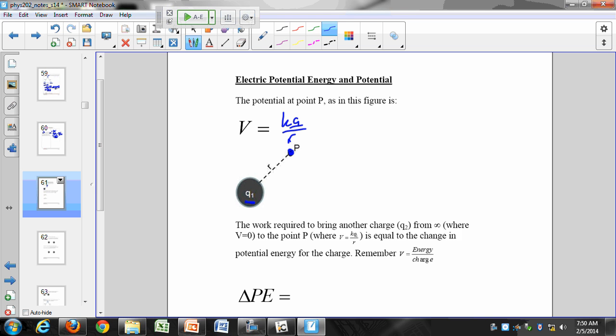Right, and so I bring this charge over here and I have to do positive work. Now if I let that charge go, they're going to fly apart, right? Because they have this energy contained within that configuration. And so we're going to figure out how much energy is in that configuration.